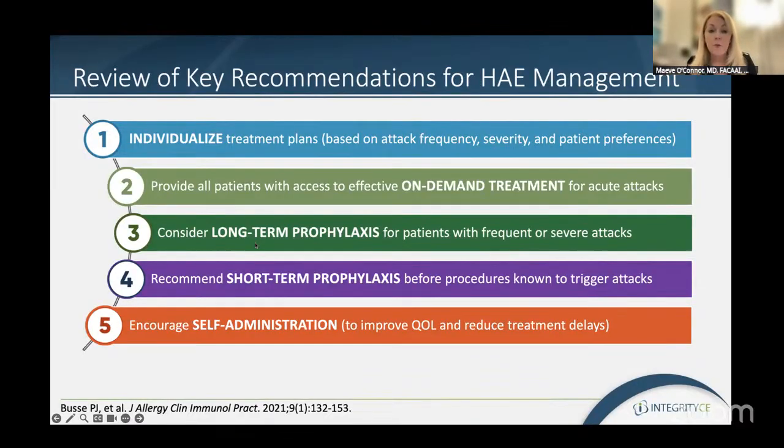Providing all patients with access to effective on-demand treatment, as the guidelines point out, for acute attacks, considering long-term prophylaxis for patients with frequent or severe attacks, recommending short-term prophylaxis before procedures known to trigger attacks, and encouraging self-administration so the patients can have not only improved quality of life and reduction of treatment delays, but letting them have as much independence from their disease as possible and feeling more like they have a normal life rather than being strapped down to any particular treatment.